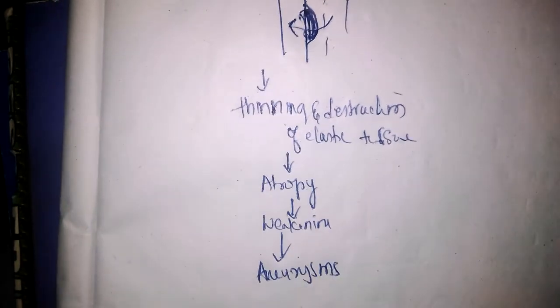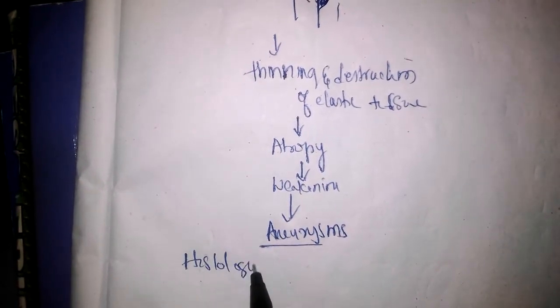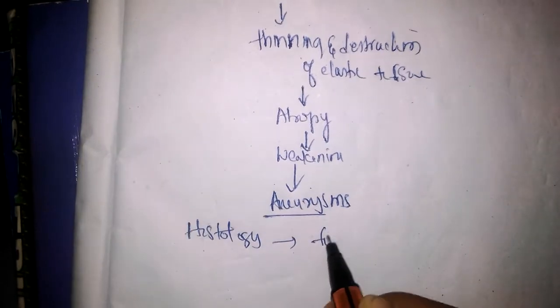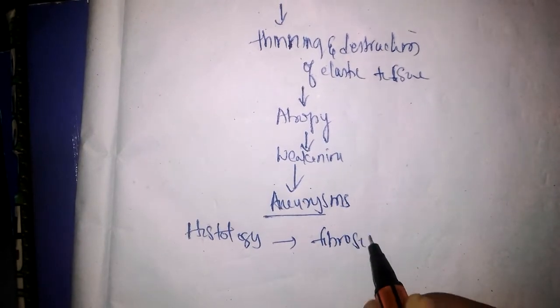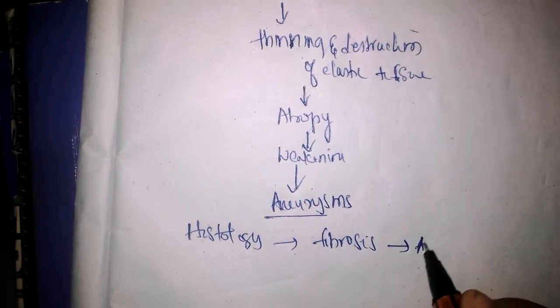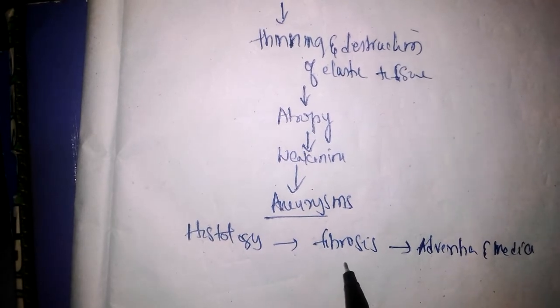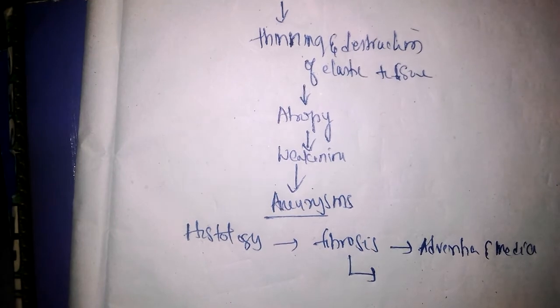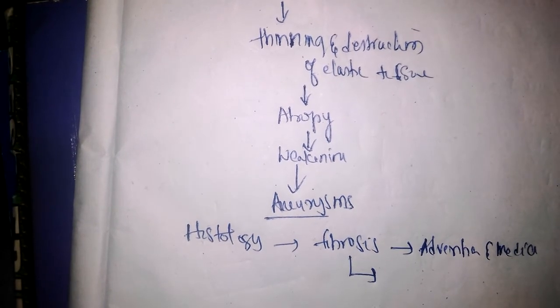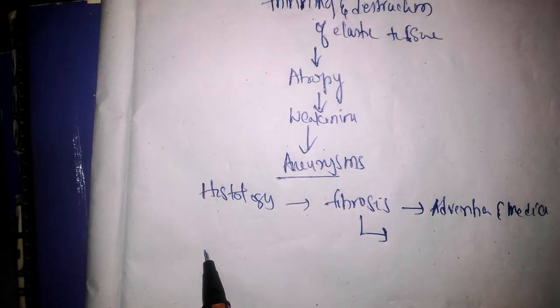And if we take histology, how does it look? See, in the histology we can see fibrosis in the media and adventitia. This fibrosis is present in the adventitia and media, right? Sometimes this fibrosis may extend into the intima also. Okay, and there may be remnants of atherosclerosis in the intima. Then this is histology. Then coming to morphological features.